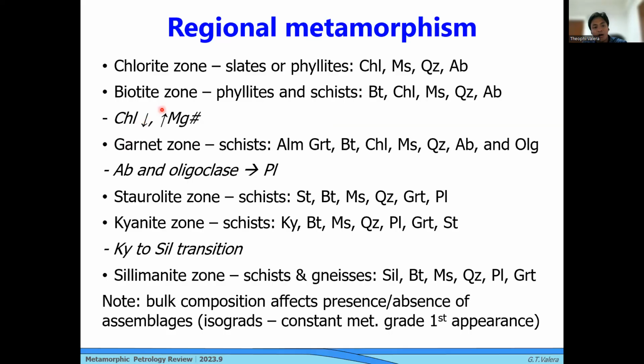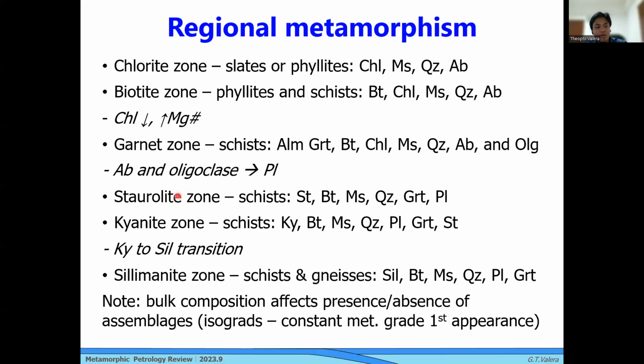And then as we go up the grade towards increasing metamorphic grade, we now see biotite coexisting with chlorite, still with albite. And then as you go further, these hydrous minerals become unstable. Chlorite, to be exact, starts to break down to form garnet, and albite starts to break down to form oligoclase. And then this muscovite also starts to break down.